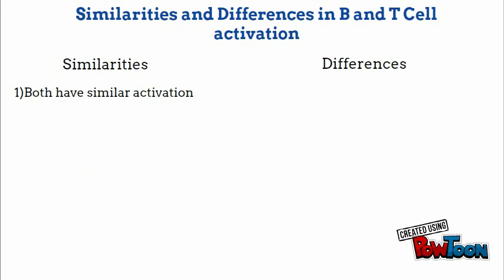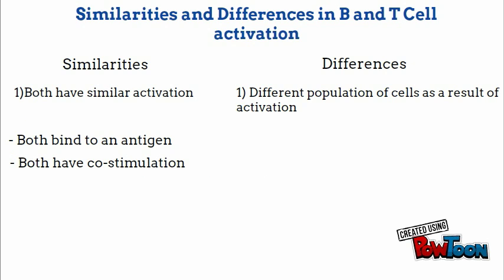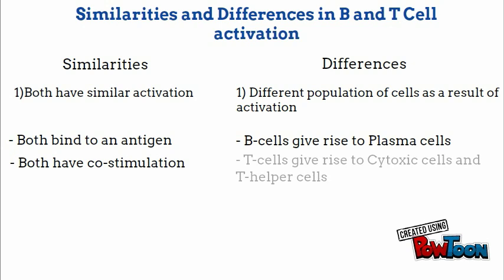B and T cells have similar activation. First, they have to bind to an antigen, and second, they have to have co-stimulation. However, they give rise to different cell populations. B cells give rise to plasma cells, and T cells give rise to cytotoxic and helper T cells.